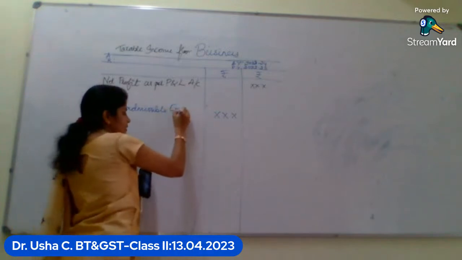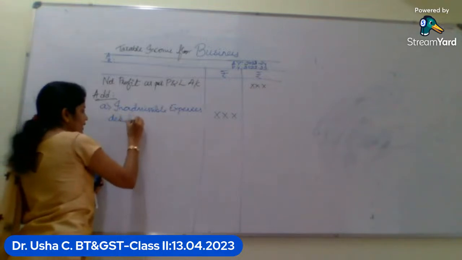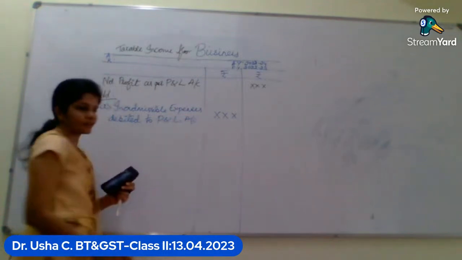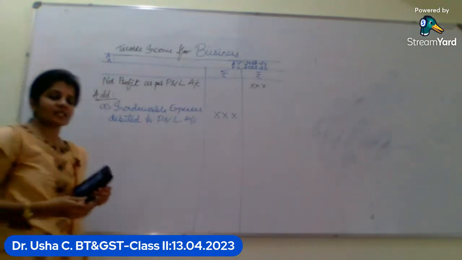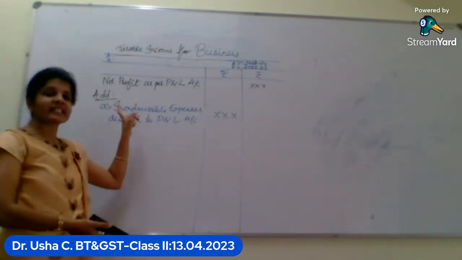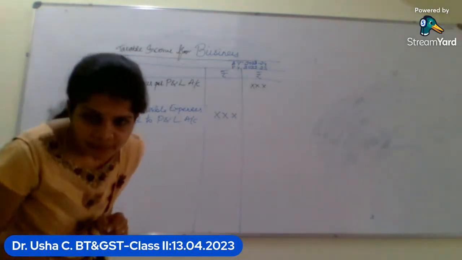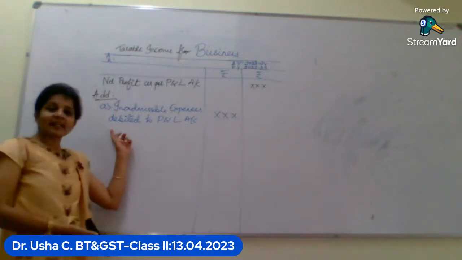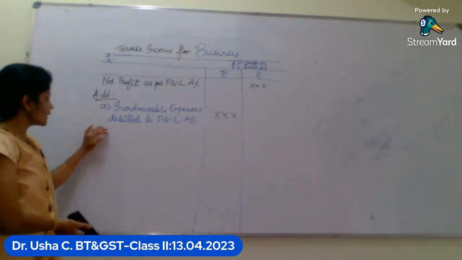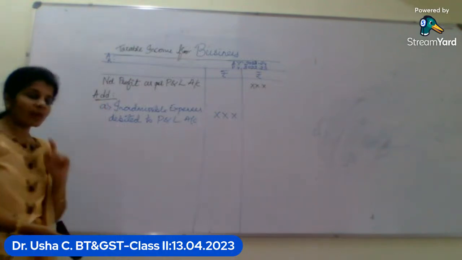Inadmissible expenses debited to profit and loss account. Inadmissible expenses means what? The expenses which are not allowable. Inadmissible, it is not allowable. The expenses which are not allowable as per income tax provision, then that must be added. What we have to do? It must be added. Why we have to add?